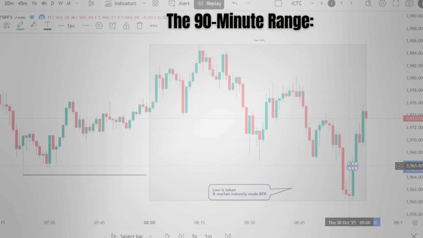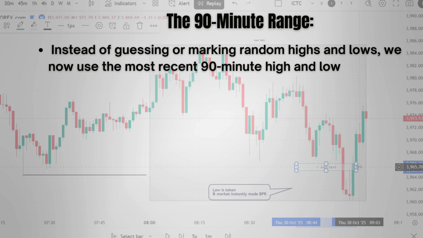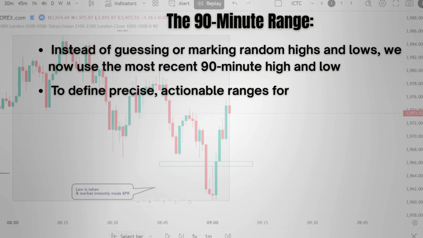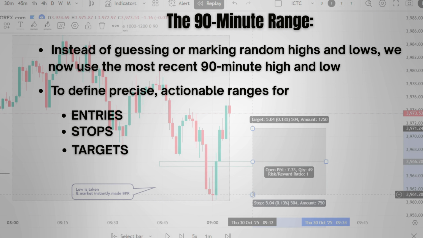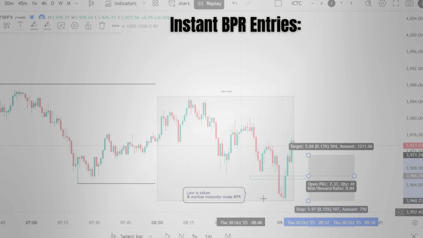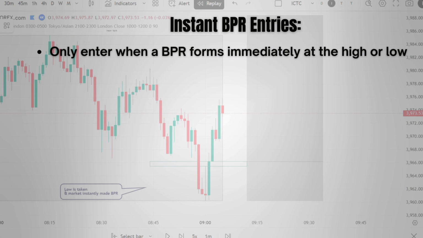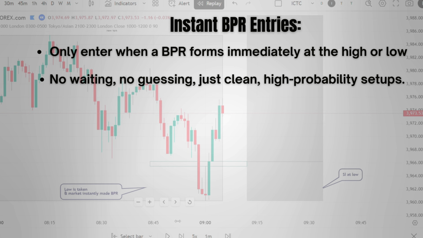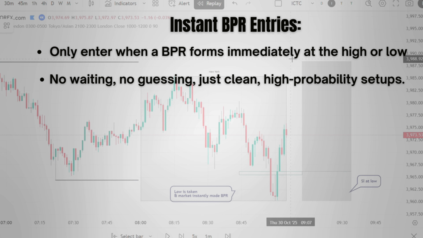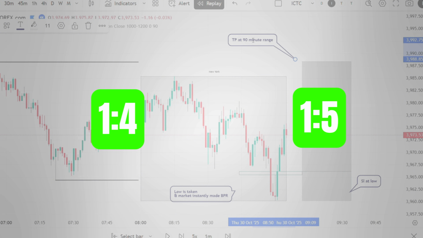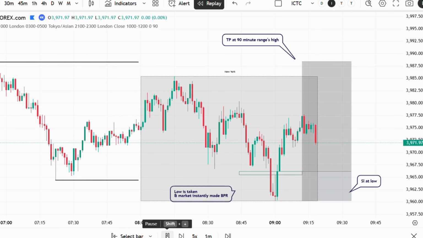2. The 90-minute range. Instead of guessing or marking random highs and lows, we now use the most recent 90-minute high and low to define precise, actionable ranges for entries, stops, and targets. 3. Instant BPR entries. The ultimate precision tool. Only enter when a BPR forms immediately at the high or low. No waiting, no guessing, just clean, high-probability setups. Combine these 3 tweaks, and you're consistently catching 1 to 4 or 1 to 5 risk-to-reward trades, sometimes even higher, just like the examples we went through.